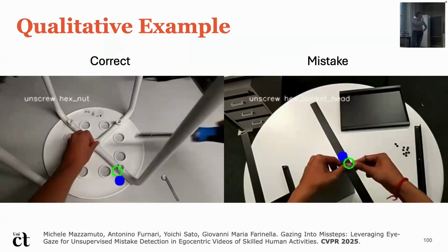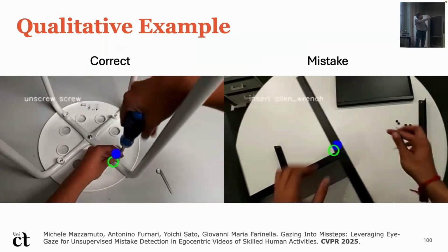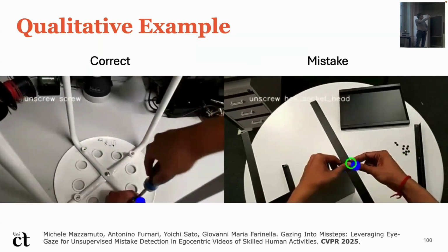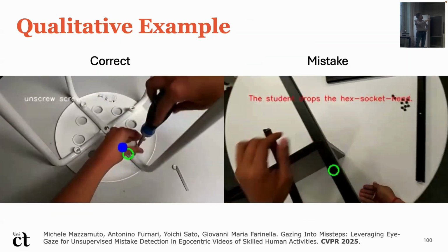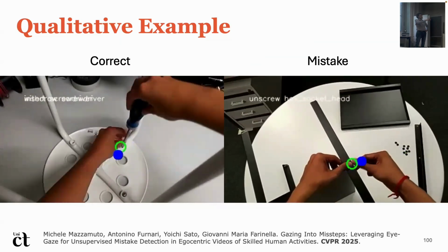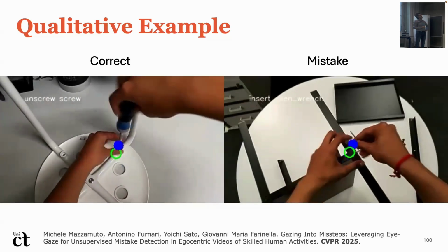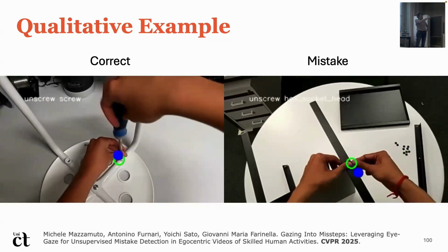This is the idea. This is a qualitative example. So in the correct case, you see that the prediction is always around, the green one is the ground truth and the blue one is the prediction. The prediction is always around the ground truth, and in the mistake case, there are moments in which things get unpredictable because the person is dropping the script.